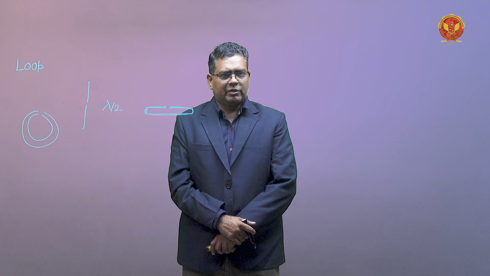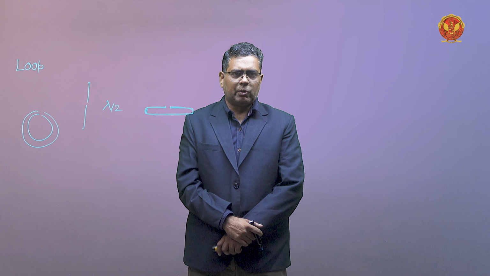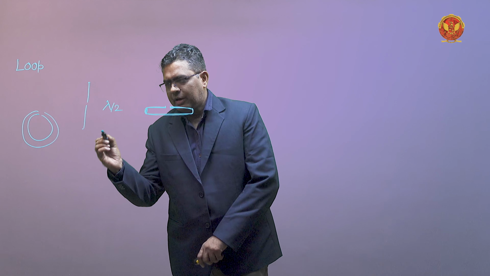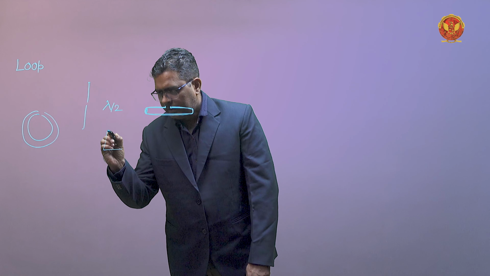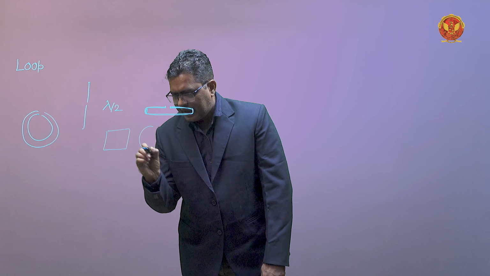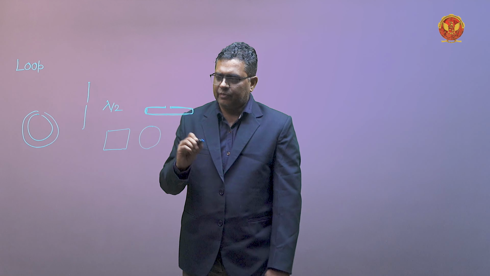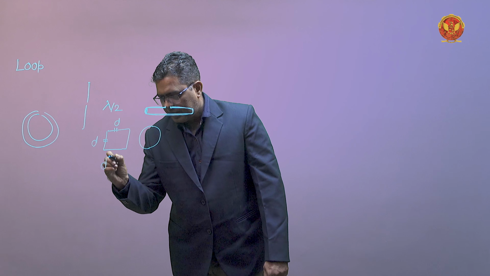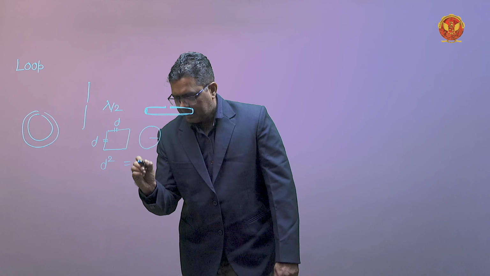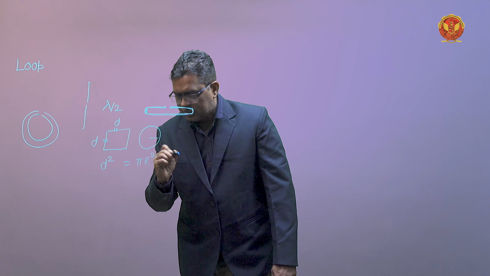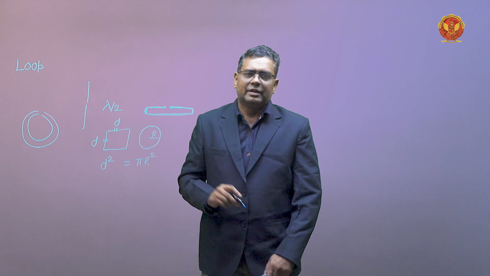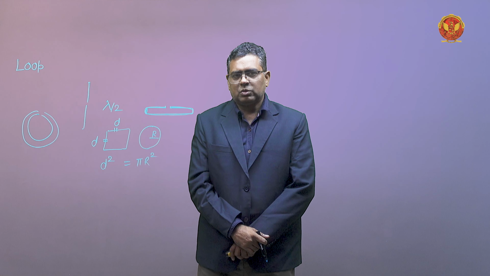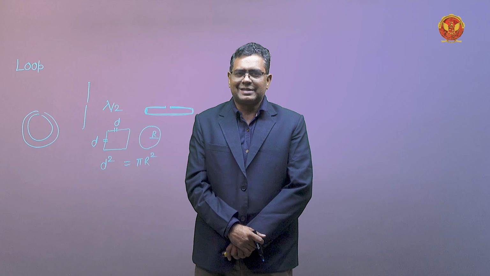The size of the loop is not restricted to a small value, as I have already told you, and it may assume any value. For example, if the area of this and the area of this are the same, for if it is d square and it is pi r square, if these two are equal, then it shows similar properties. So this antenna is not based on exact physical shape.